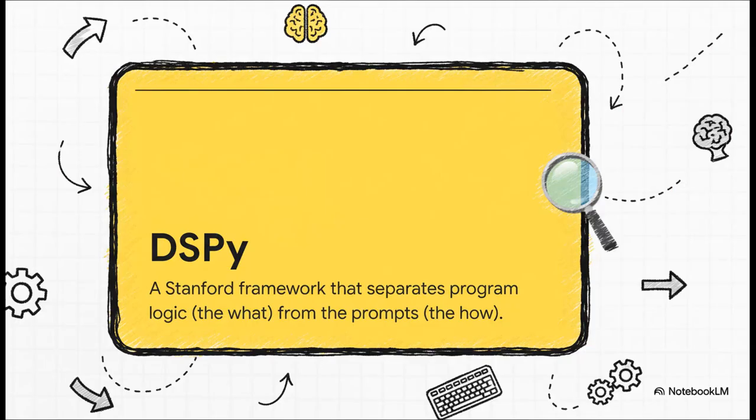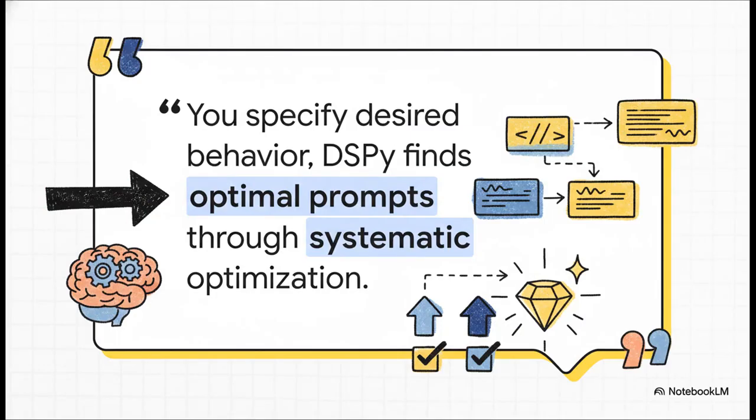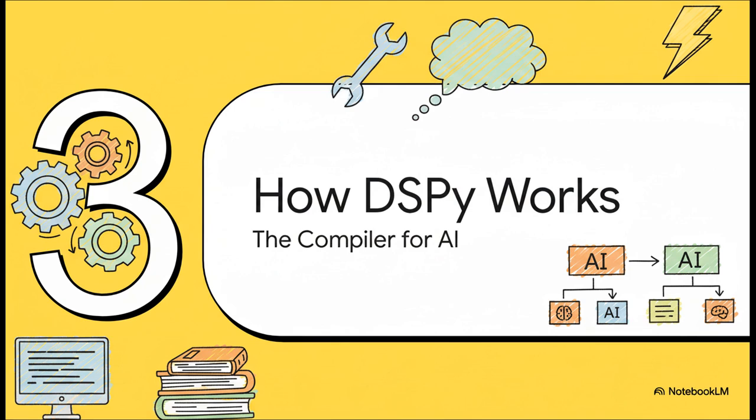So, to put it simply, DSPy is a framework that draws a line in the sand. It creates a formal separation between the logic of your program, the what, and the nitty-gritty prompts that tell the AI how to do it, the how. And that's the magic of it, right? You just focus on specifying the behavior you're looking for. You give it a few examples of good inputs and outputs, and then you let DSPy do the heavy lifting. It systematically optimizes and finds the best possible prompt for you. It's optimization, not guesswork.